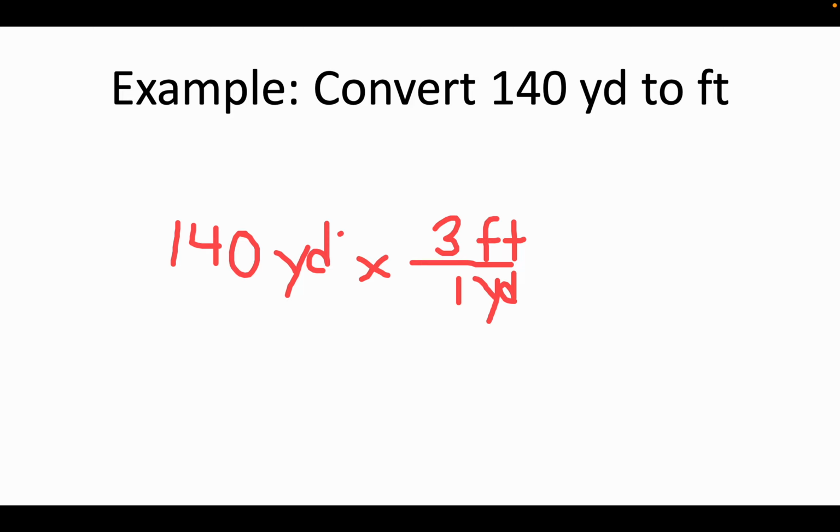So now we can cancel our yards and we're left with 140 times 3. If we do that multiplication, we're going to get 0 in the ones place, 2 in the tens, carry the 1, 3 times 1 plus 1 is 4. And we're left with feet as our units, 420 feet.